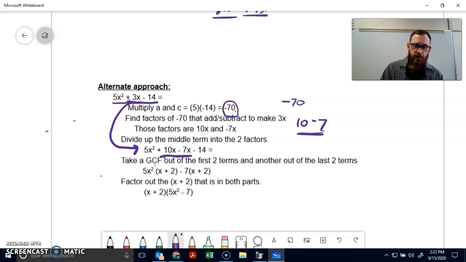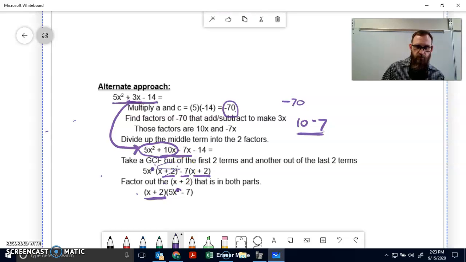And if you remember GCFs from Algebra 1, we're going to take a GCF out of the first two terms. They both share a 5, and they both share an x. Oh, that squared's not supposed to be there. They both share a 5, and they both share an x. And then I'm left with x plus 2. In the second two terms, they both share a minus, and they both share a 7. So when you take negative 7 out, I get x plus 2. Now notice both parts have an x plus 2. So if I take x plus 2 out, I'd be left with the 5x minus 7.